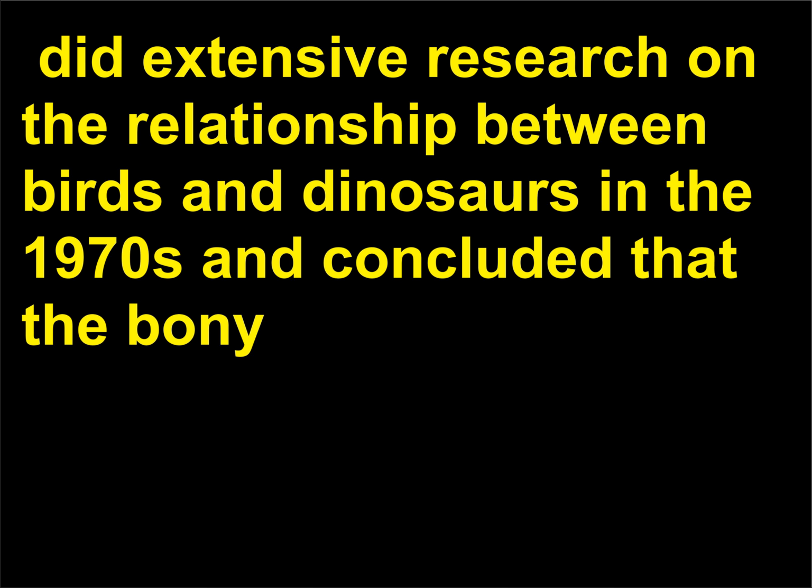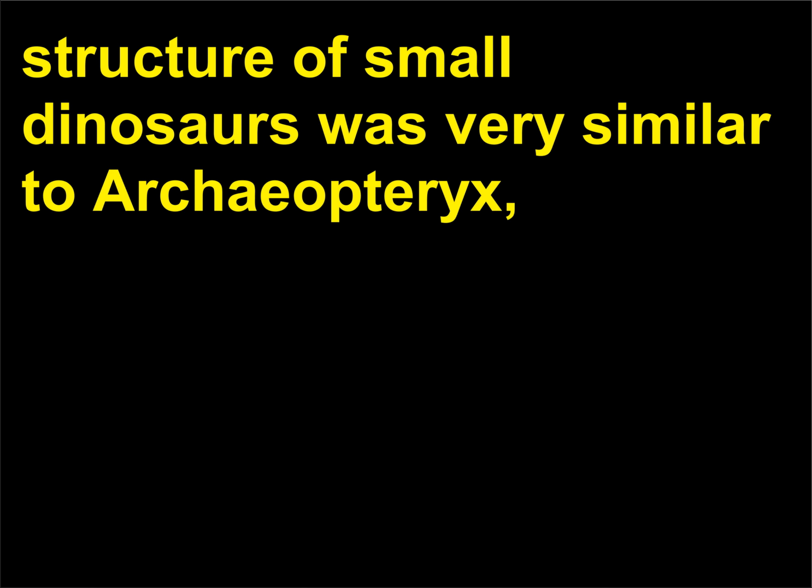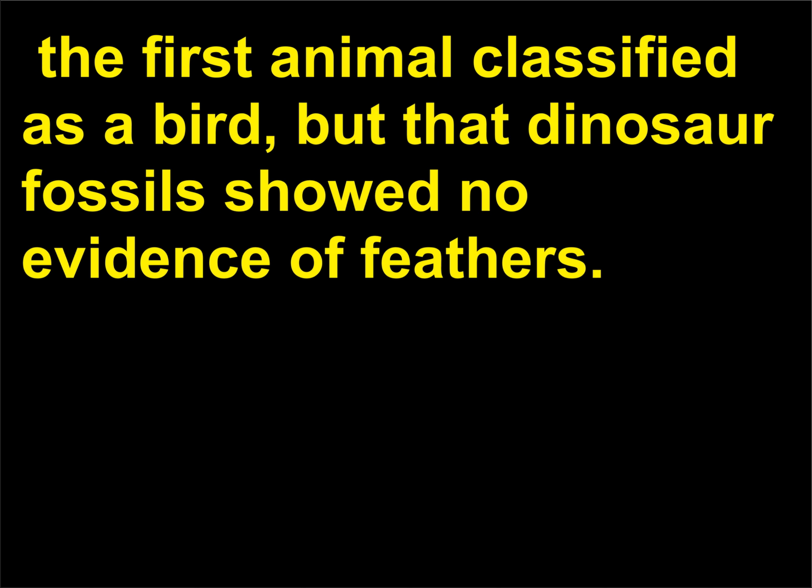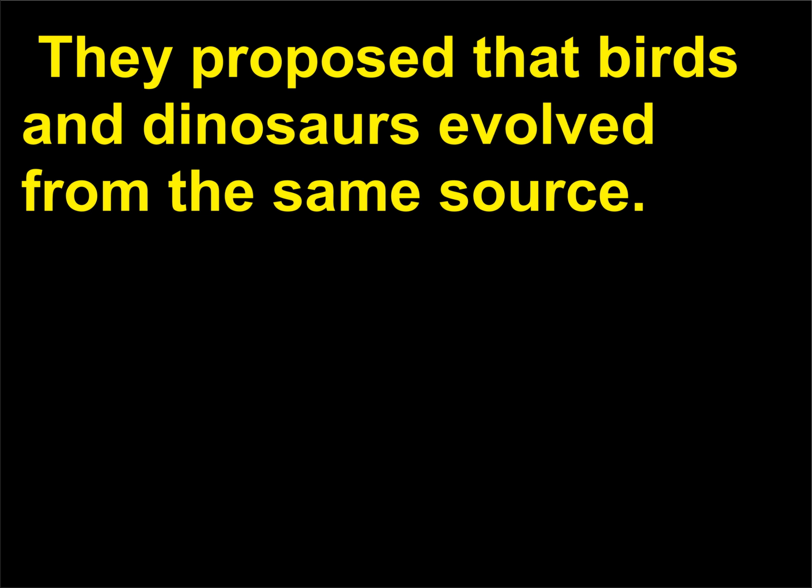did extensive research on the relationship between birds and dinosaurs in the 1970s and concluded that the bony structure of small dinosaurs was very similar to Archaeopteryx, the first animal classified as a bird, but that dinosaur fossils showed no evidence of feathers. They proposed that birds and dinosaurs evolved from the same source.